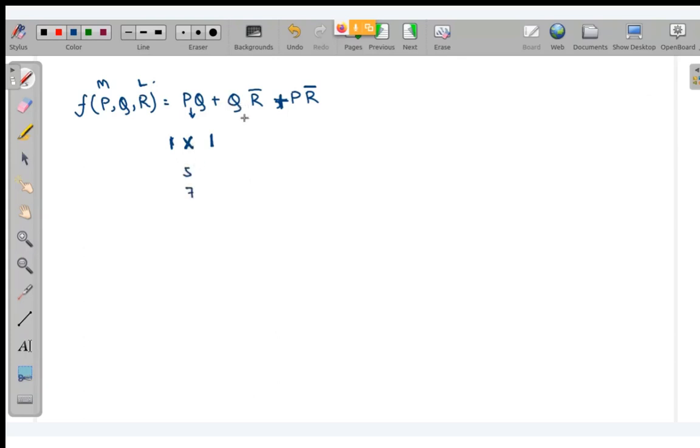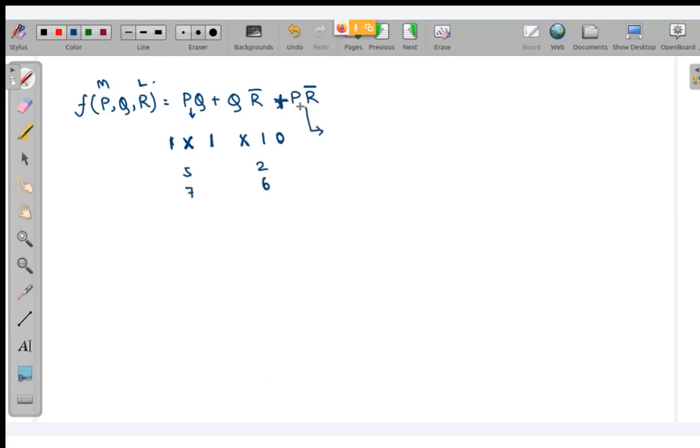Over here you can see P is missing, and Q and R both have values. Q is 1, R is complemented, and complement in SOP form corresponds to 0. P is missing, so for P I put a cross. This cross corresponds to either 0 or 1. If I take 0, this will be 2. If I take 1, this will be 6.